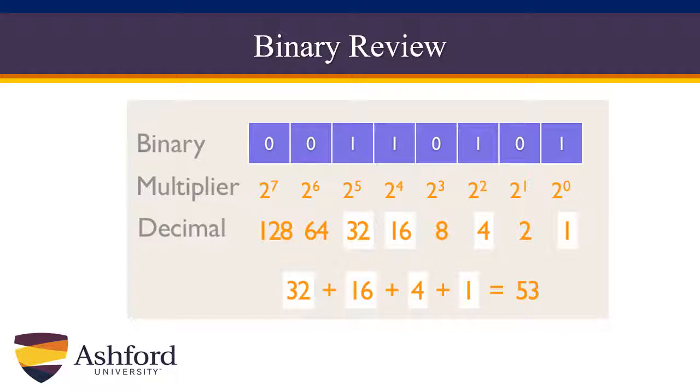So if we look at this number in binary, we have, beginning at the right, 10101100. This is 53 in decimal. We could read it left to right, 00110101, 53 in decimal.